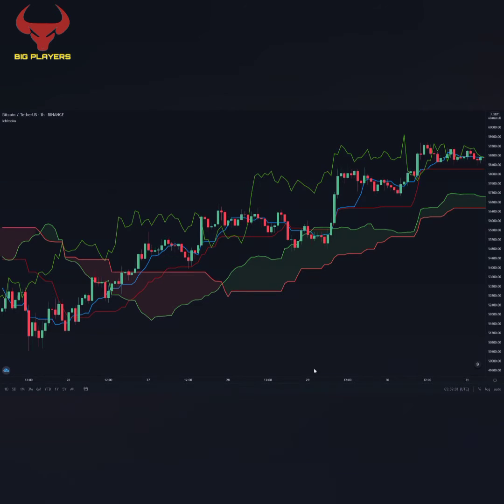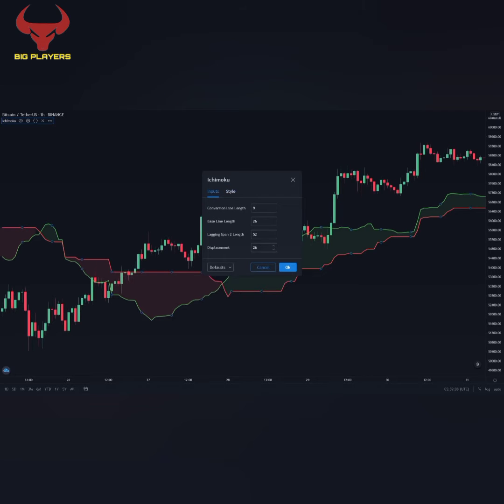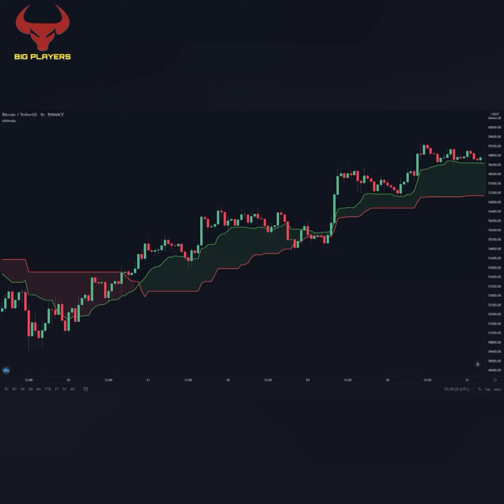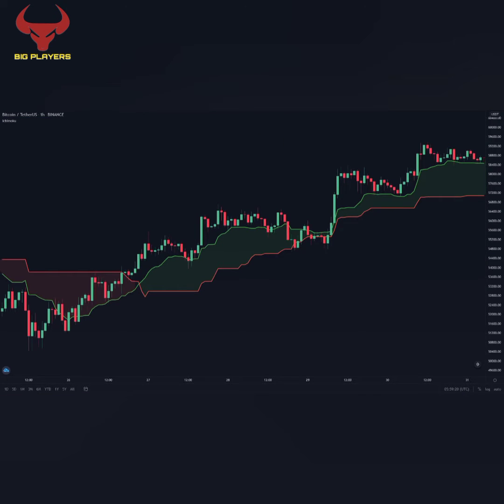So first, you go to settings and disable all the parts except Lead 1 and Lead 2. Then you want to change the displacement value to 1. And this leaves us with only the Kumo cloud. So the Kumo cloud consists of two parts: the green line, which is called Lead 1, and the red line, which is called Lead 2.